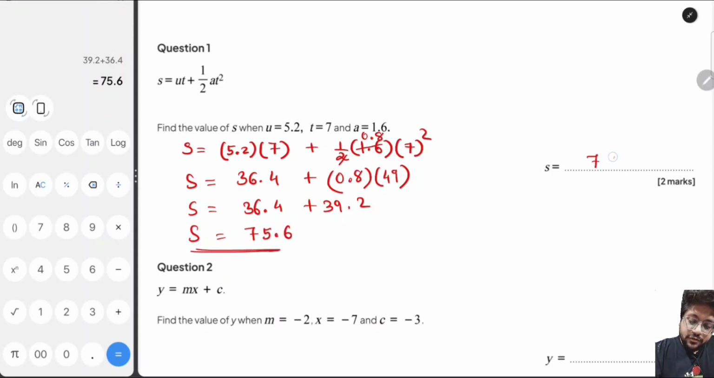So 75.6. This is an exam tip. Whenever there is a blank space given, you are supposed to write the answer in that blank space. If you have not written there, though your answer is correct, but if you haven't written there, then you're not gonna get the marks.